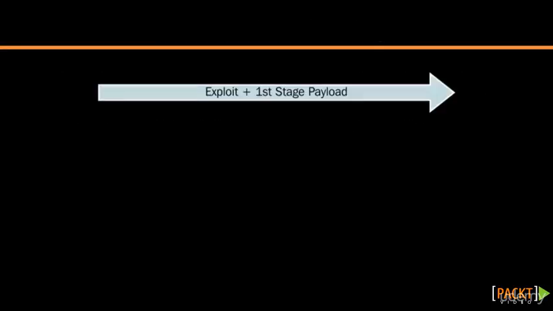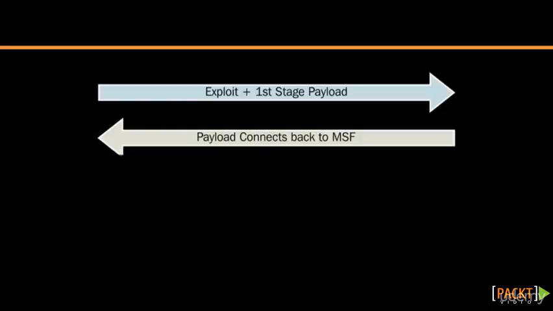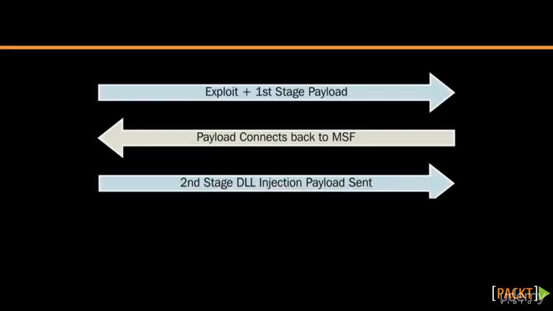Here is a simple block diagram of the working process of Meterpreter. If you look at the first line of connectivity, the exploit along with the first stage of payload is sent onto the target machine. If the exploit process is successful, the payload tries to connect back to the attacking MSF console. Once it has a connection established, a third stage occurs. The DLL injection payload is sent again to our target machine.